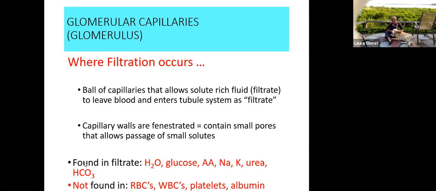So what may be found in filtrate, at the beginning at least, it's normal to have water, glucose, amino acids, sodium, potassium, urea, bicarbonate ions. Anything that is potentially being transported in blood, as long as it's small enough, can pass through the walls of that capillary and become the filtrate entering into the proximal convoluted tubule and so forth. What should not normally be found there are red blood cells, white blood cells, platelets, formed elements, and albumin.